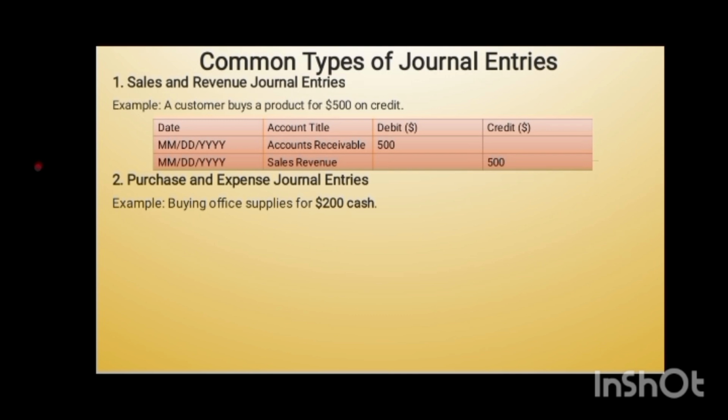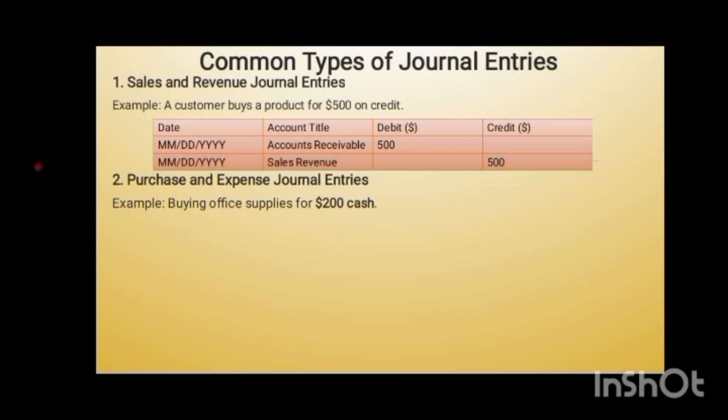Here we have the second example of purchase. Purchase and expense journal entry. So, for example, buying office supplies for $200 cash. Here, the business had bought the office supplies and they have paid cash, not credit. Business has paid cash $200.